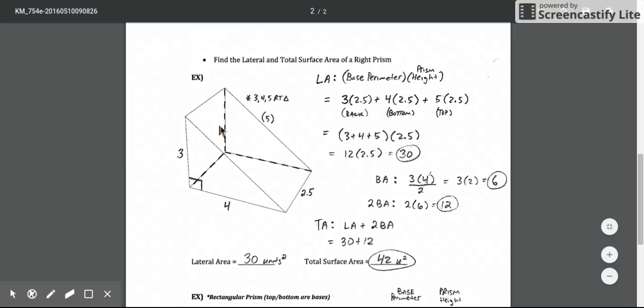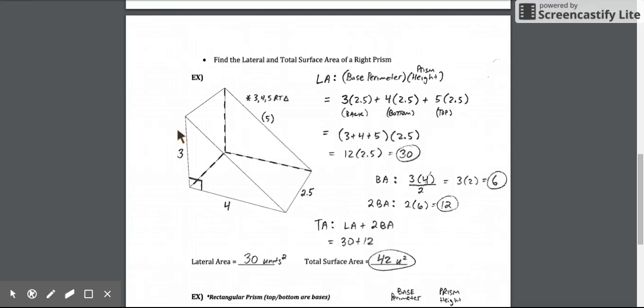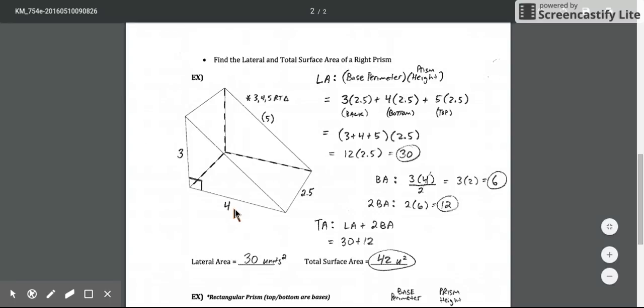Or we can recognize our special triangles. There's a 3-4-5 ratio or a 5-12-13. So this is in the 3-4-5 ratio. So you can assume that that length is 5, or you can use the Pythagorean theorem to prove it. 3 squared plus 4 squared, and then square root that, and that should give you 5. So the top area is 5 times 2.5.